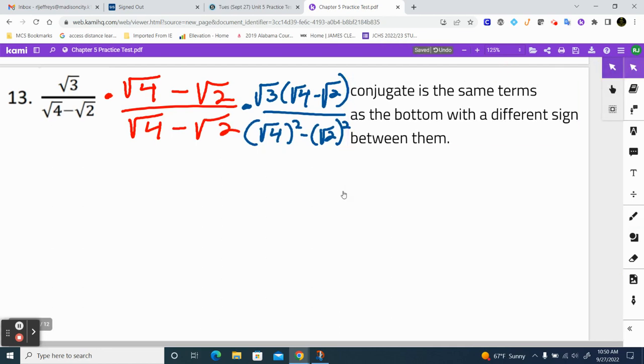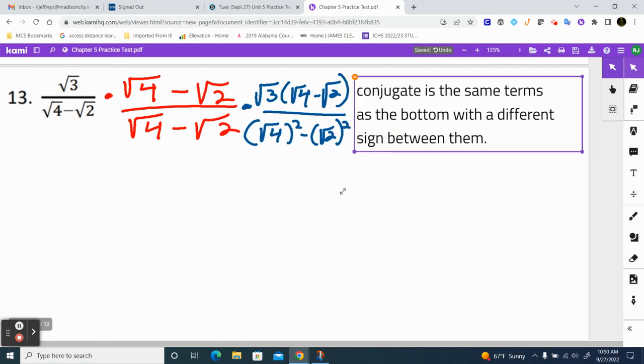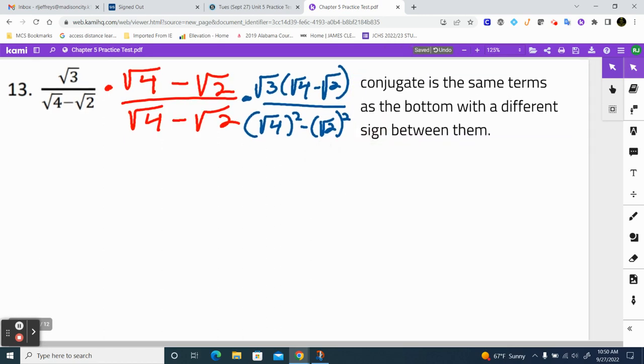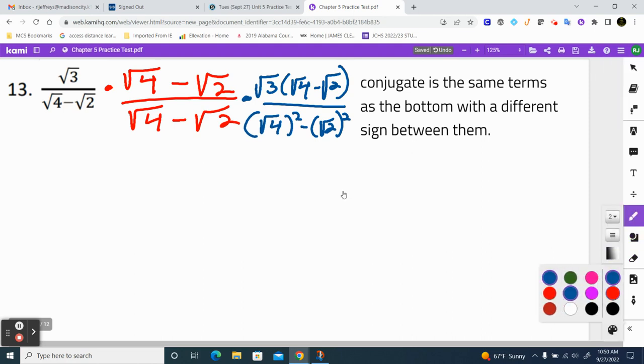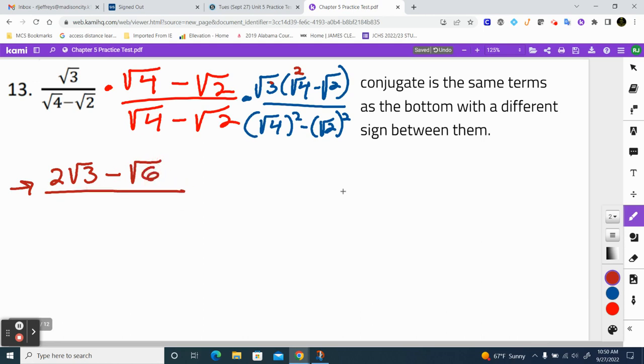Now, same type thing. Believe it or not, if you were to multiply this, you'd get the square root of 12, or you could go ahead and say, hey, that's 2, so it's going to be 2 root 3. Minus, remember, on the radicals, you can multiply them, so this would be minus square root of 6. This is 4 minus 2.